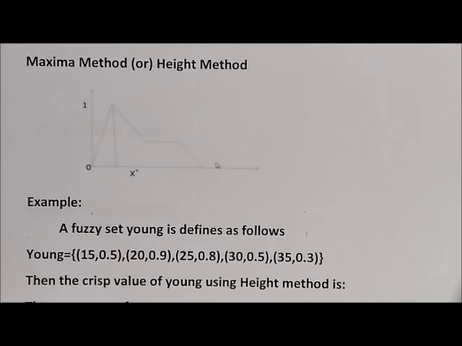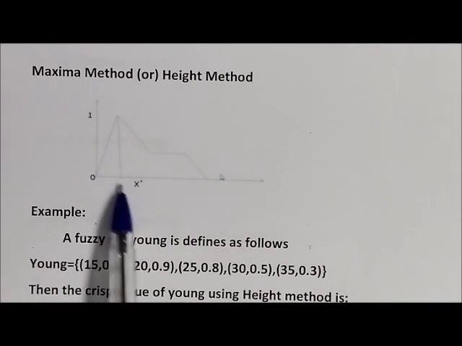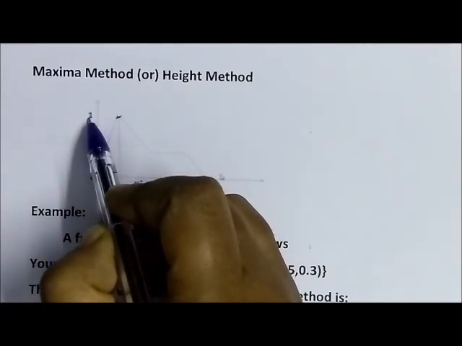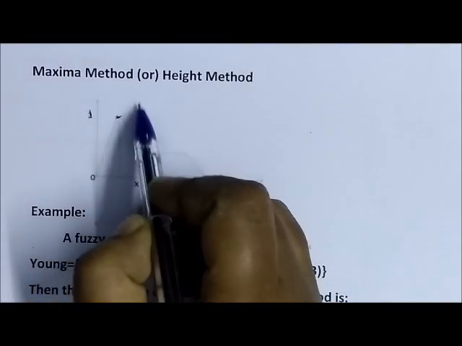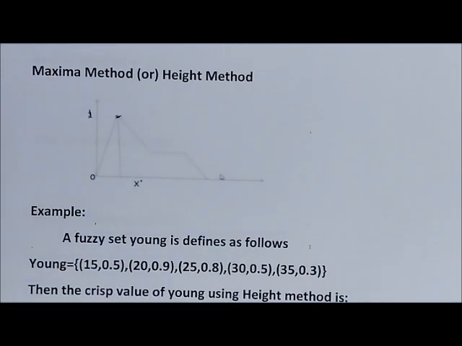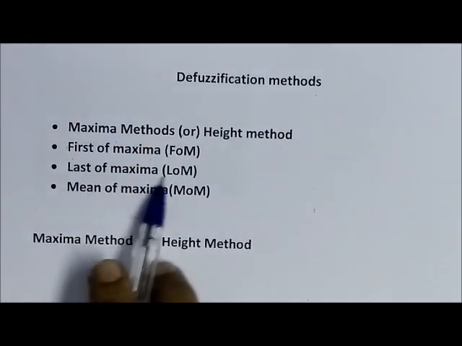The maxima method is otherwise known as the height method. The height method is nothing but the peak value. See here, we have the peak value. What is the peak value? Here we have 1. So this 1 gives you the maximum value or the height value. If you have more than one height at the same position itself, then we have first of maxima, last of maxima, as well as mean of maxima.